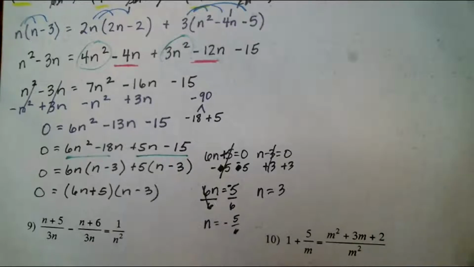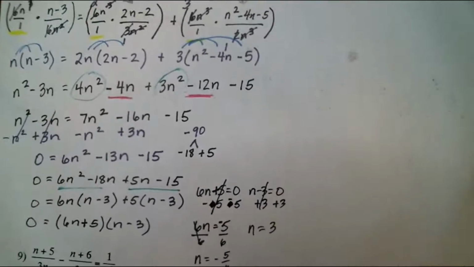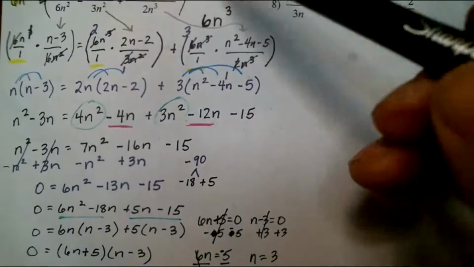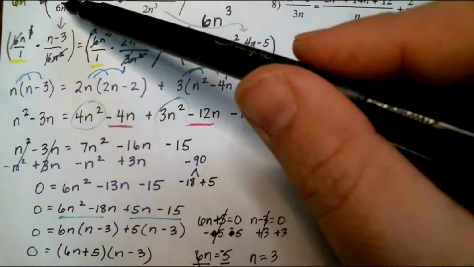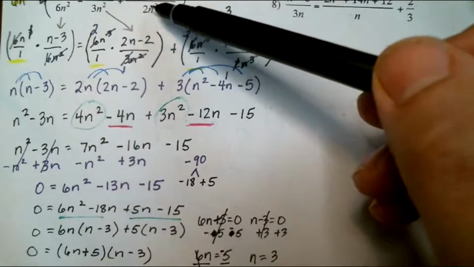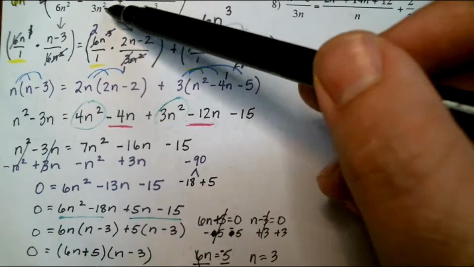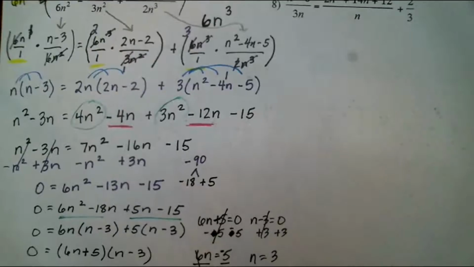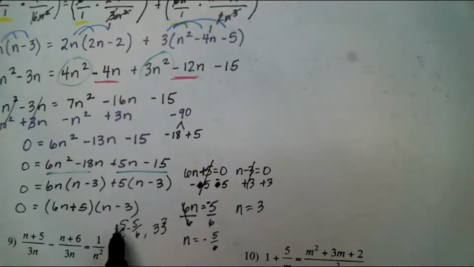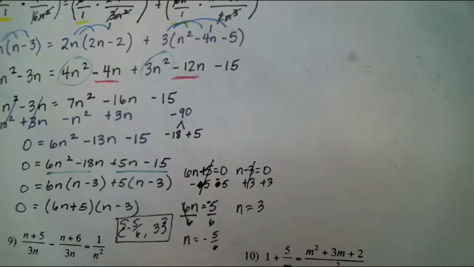The only thing here that makes the denominator 0 would actually be 0 here. So the only number here that makes it extraneous would be 0. Neither one of those are 0. So my final answer here is negative 5 over 6, comma 3. And that's a pretty big problem.